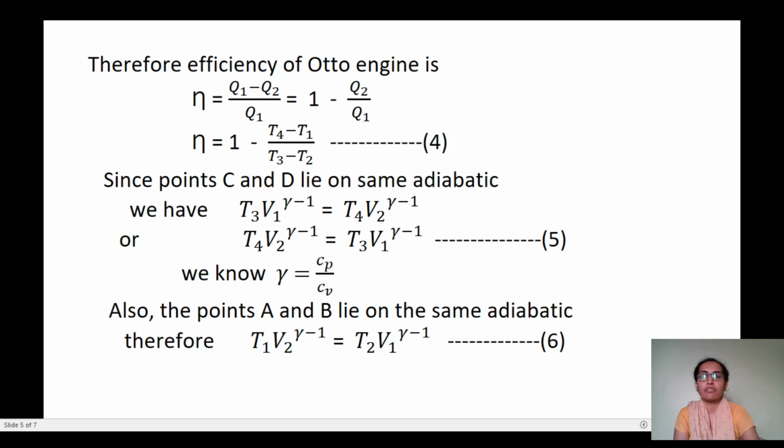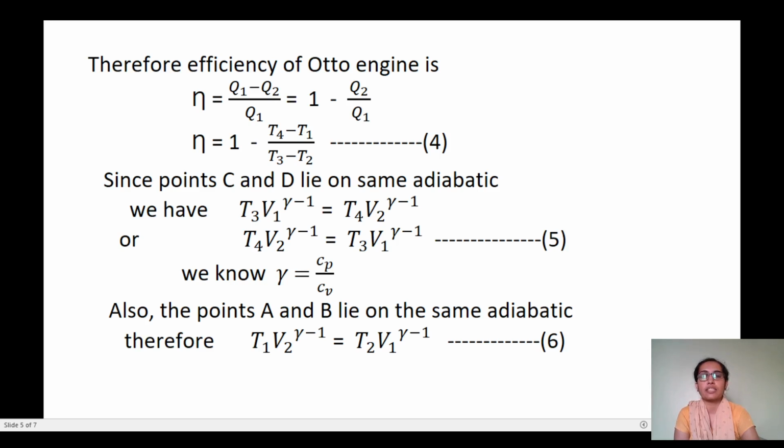So now from the PV diagram we know that points C and D lie on the same adiabatic. Then we can write T3 V1 to the power of gamma minus 1 equals T4 V2 to the power of gamma minus 1. Or rearranging that, we get T4 V2^(gamma minus 1) equals T3 V1^(gamma minus 1). Call that equation 5, where gamma equals Cp divided by Cv. Similarly, the points A and B lie on the same adiabatic. Therefore, we have T1 V2 to the power of gamma minus 1 equal to T2 V1 to the power of gamma minus 1.